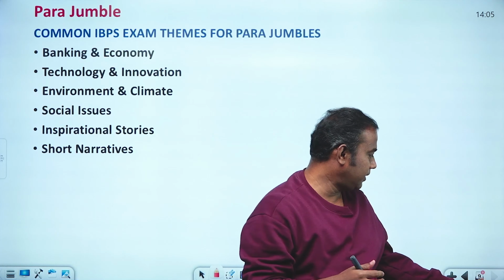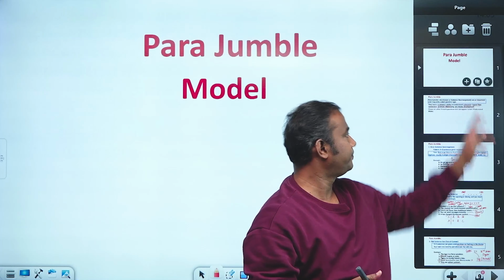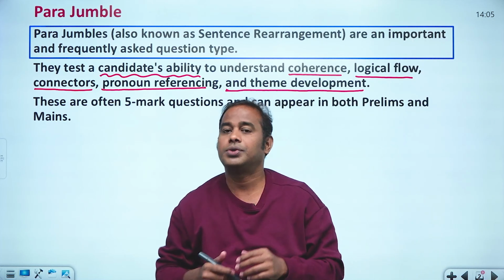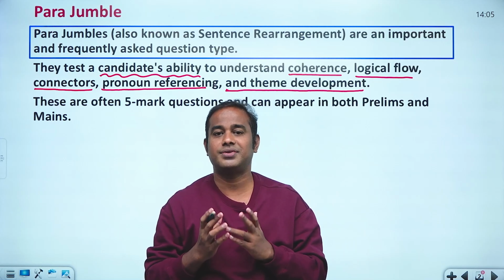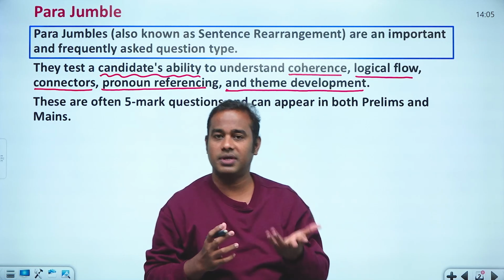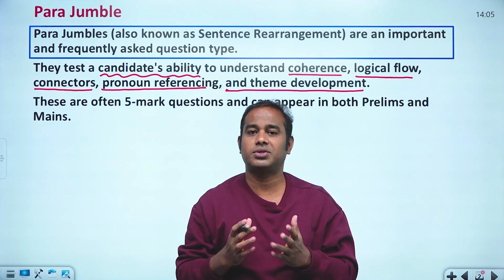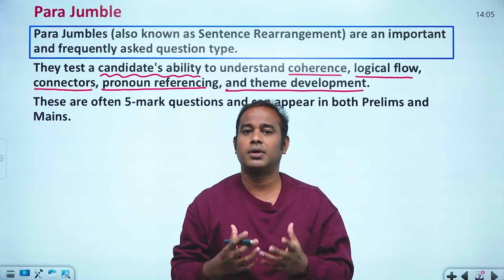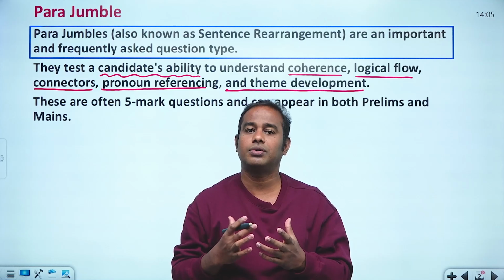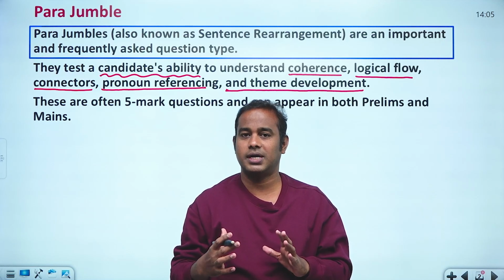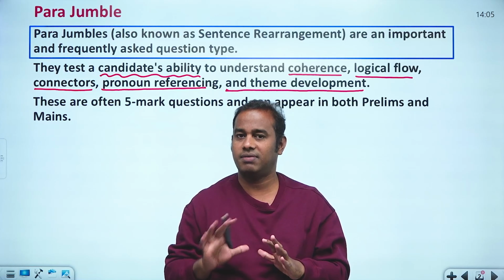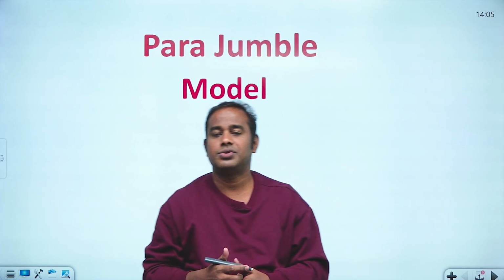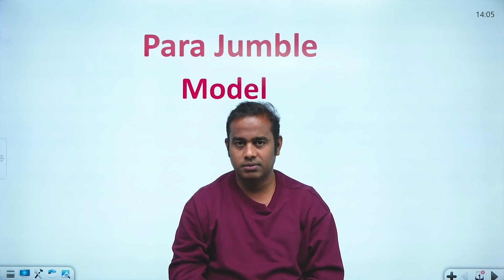Keeping all these points in mind, let me give a conclusion here. To conclude, para jumbles are sentence rearrangement. That's the right word. In sentence rearrangement there are not too many grammar points, but rather logical flow and coherence. That is where generally the test is. It is there for both prelims and mains, and you have to prepare accordingly. I hope you understood the concept of para jumbles.